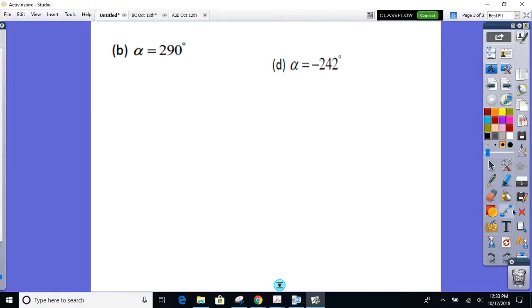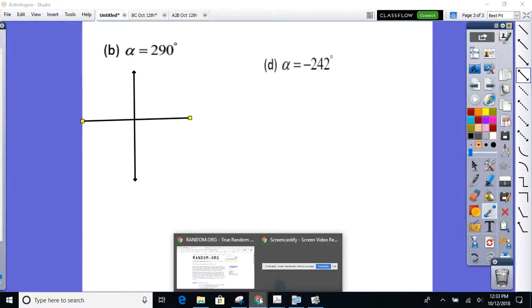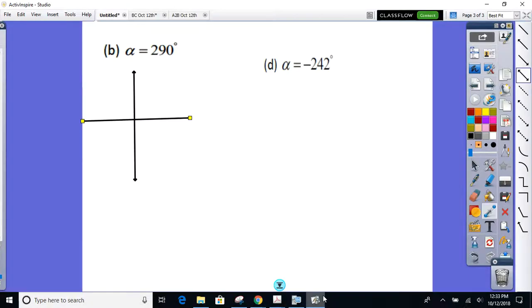All right, let's just review from yesterday. So if I am going to have you guys graph 290 degrees on the XY axis, I've got a couple questions for you. Here we go. Number 17, I've got a question for you. Where is always one side of my angle?